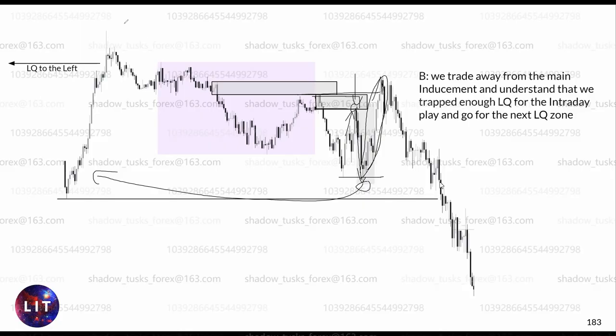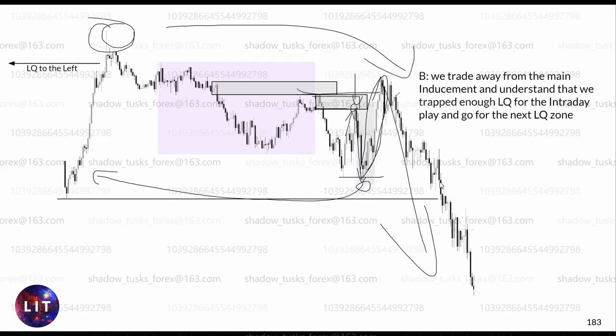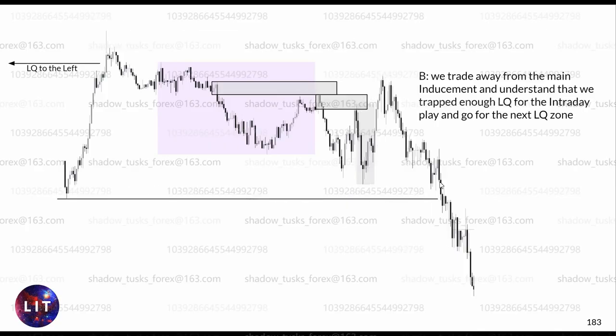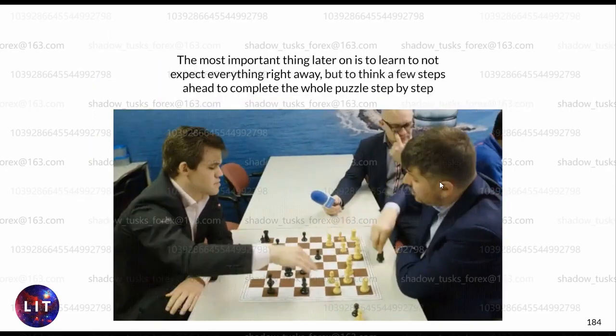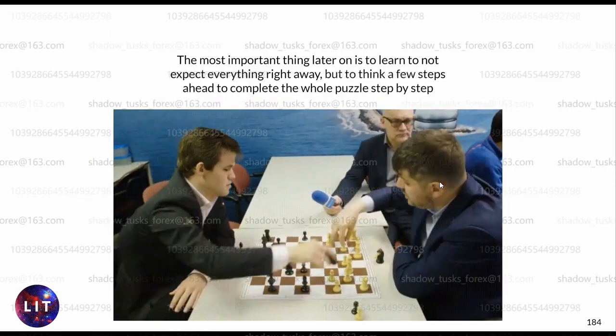But again, the overall play we're trading is away from this inducement in here. And now we can look for the short, inducing high to go low again. Again, it will all be like a chess play or like a chess game. And we need to start putting these things together as a chess master or grandmaster.